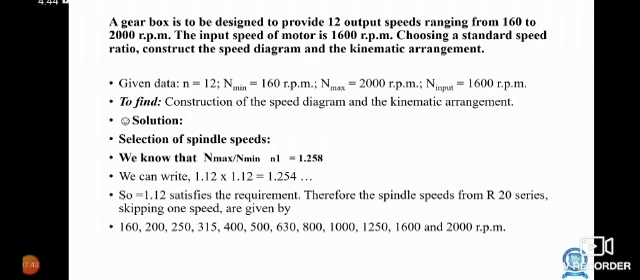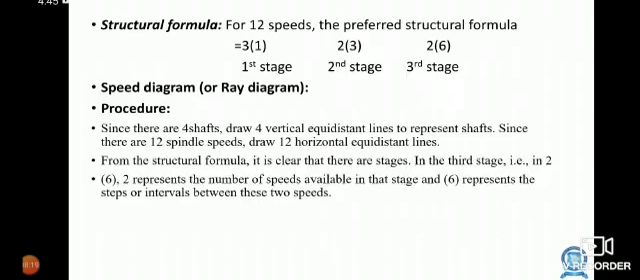Solution. Selection of spindle speed. We know that n max divided by n minimum, n power 1, equal to 1.258. We can write 1.12 into 1.12 equal to 1.254. So 1.12 satisfies the requirement. Therefore, the spindle speeds from the R20 series, skipping one speed, are given by 160, 200, 250, 315, 400, 500, 630, 800, 1000, 1250, 1600 and 2000 rpm.